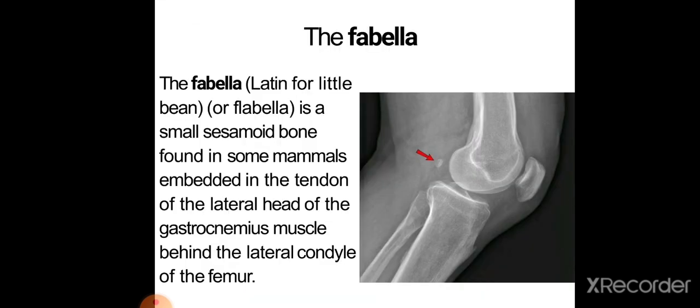Now the fabella. The fabella is a sesamoid bone which is found in the tendon of the gastrocnemius, the lateral head of gastrocnemius. It is another sesamoid bone found in the lower limb.